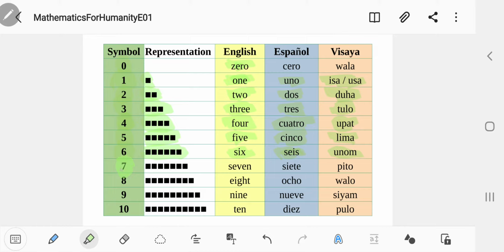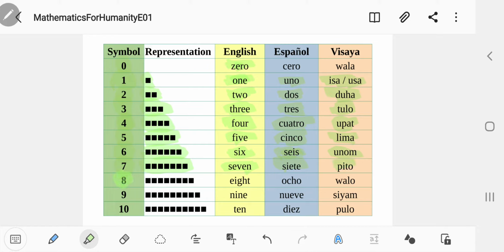This symbol represents the number 7, and you have these boxes here. If you count, that's 7 black boxes representing the idea of the number 7. So you have 7 in English, in Espanol, siete, sa Bisaya, pito.